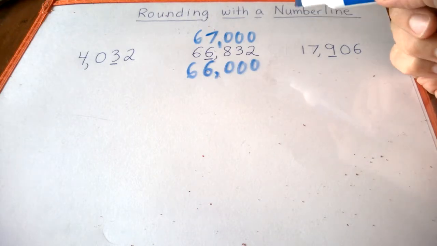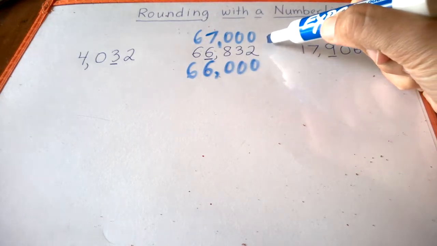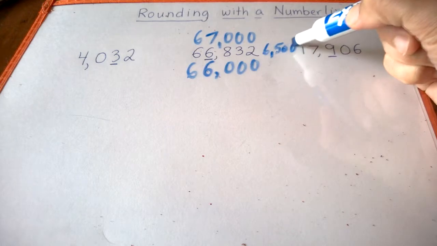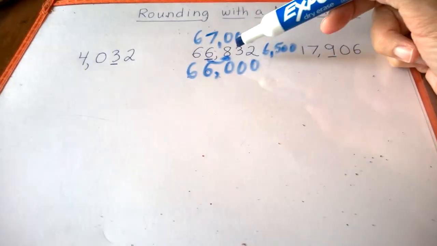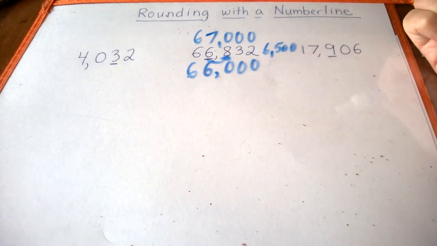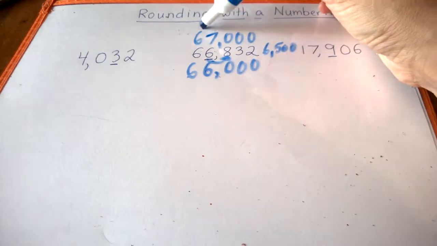So now we have to think about what the middle number is. So it's 66,500. And let's look to the right and see if we hit that 500. And we have an 8, which is much more than 500, so we would round up.